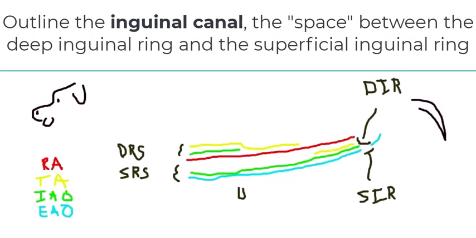Now we'll outline the inguinal canal. This is the potential space between the deep inguinal ring and the superficial inguinal ring. So it's kind of nice with the schematic just to give yourself a big picture view of what you're looking at. The inguinal canal is between the deep inguinal ring and superficial inguinal ring.